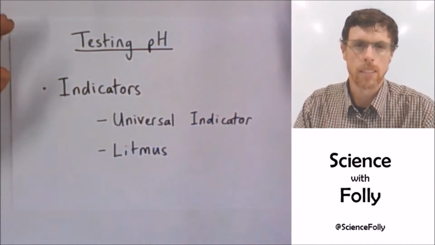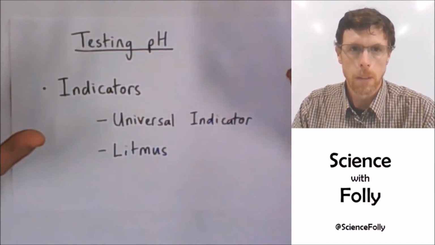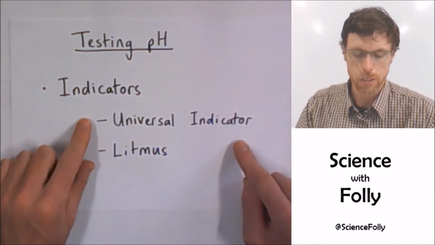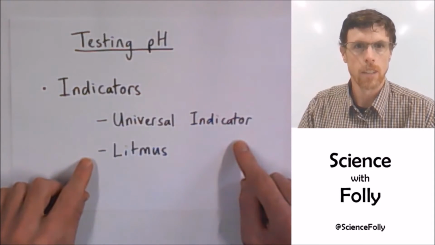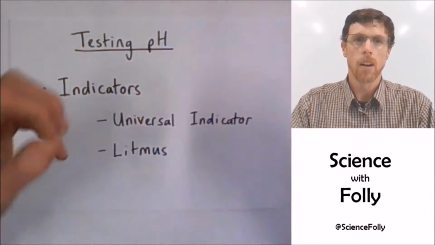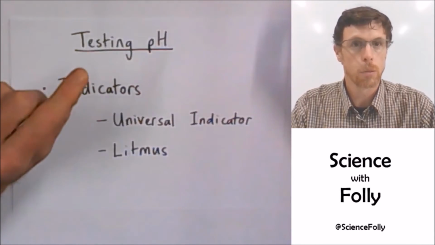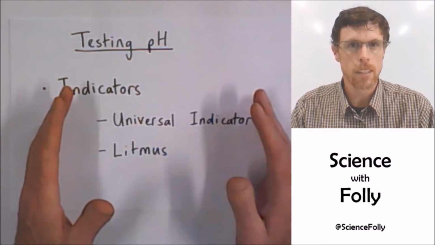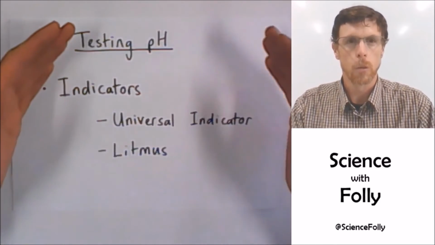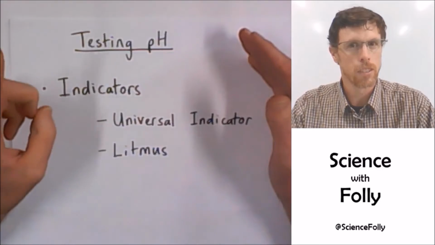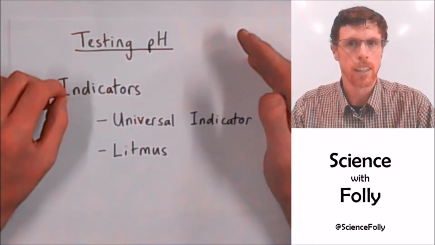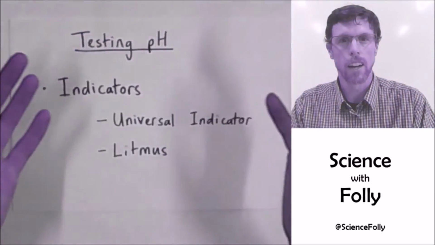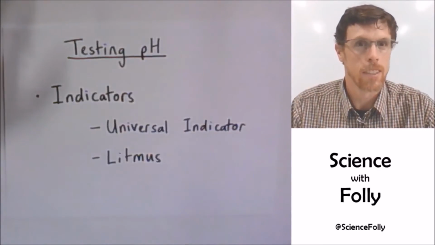When we test for pH, there's lots of different ways we can do it. But the two ways that matter most for us are using these two indicators here, universal indicator and litmus indicator. When we use universal indicator with an acid, the universal indicator will turn red. And when we use universal indicator with a base, it will turn blue. When we use it with a neutral substance, universal indicator turns green. And there are shades in between green, red, and blue, which show how concentrated the substance is.